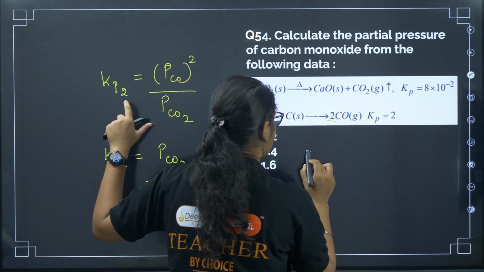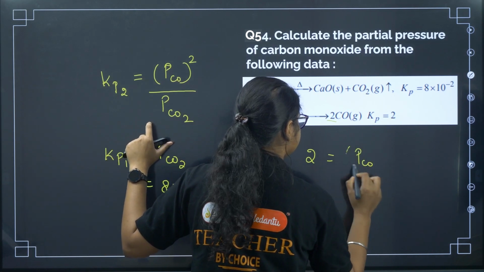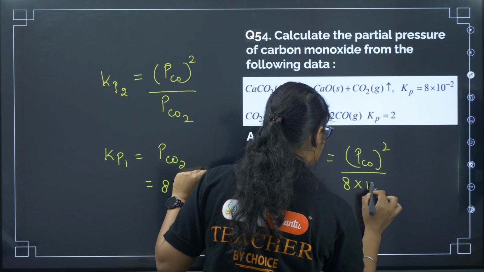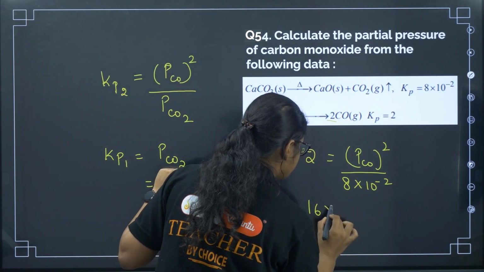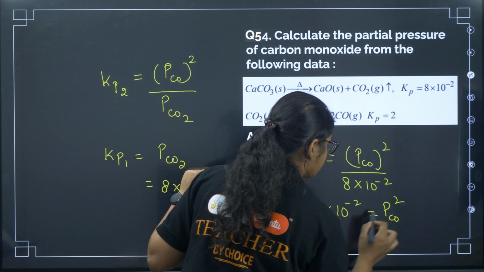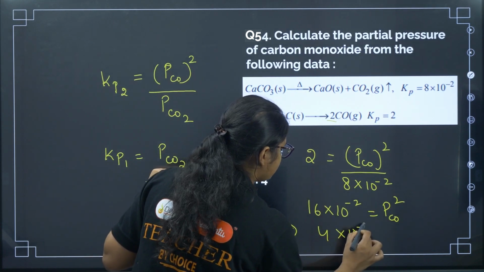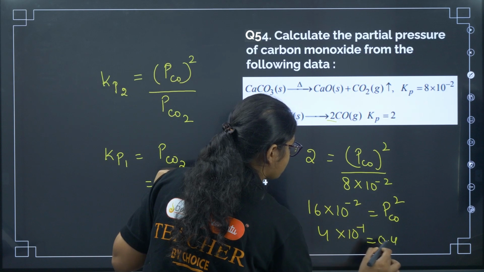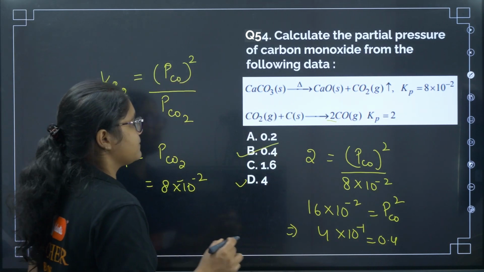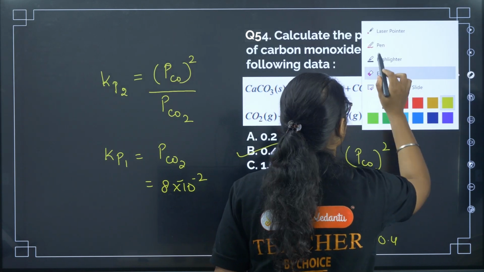So what is the Kp2 value? 2 is equal to partial pressure of CO squared, divided by 8 into 10 to the power of minus 2. So we'll get 16 into 10 to the power of minus 2 is equal to partial pressure of carbon monoxide squared. Now just take the square root on both sides, we'll get 4 into 10 to the power of minus 1, that is 0.4. So the correct answer for this question will be option number B, that is 0.4. Okay, not D, that is 0.4.